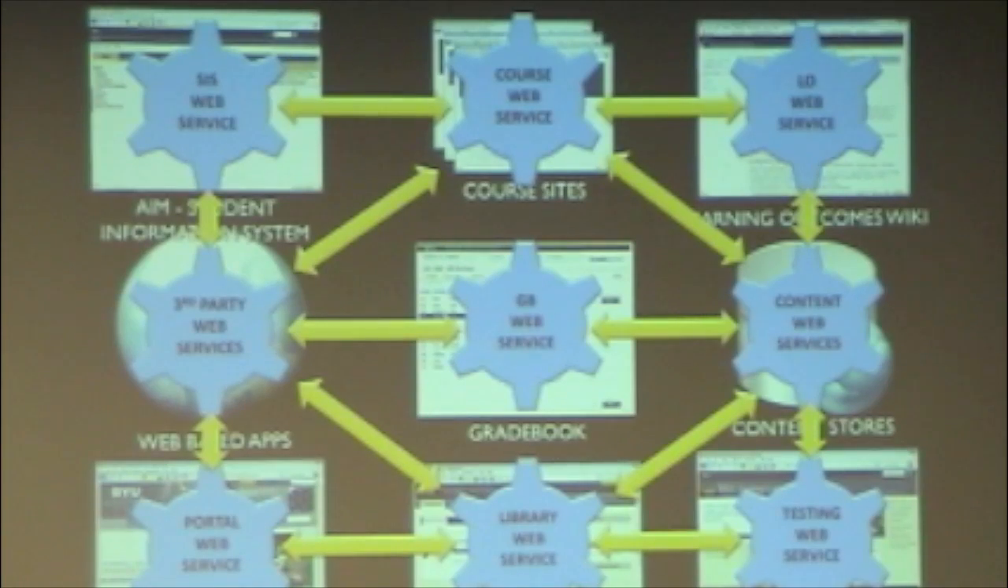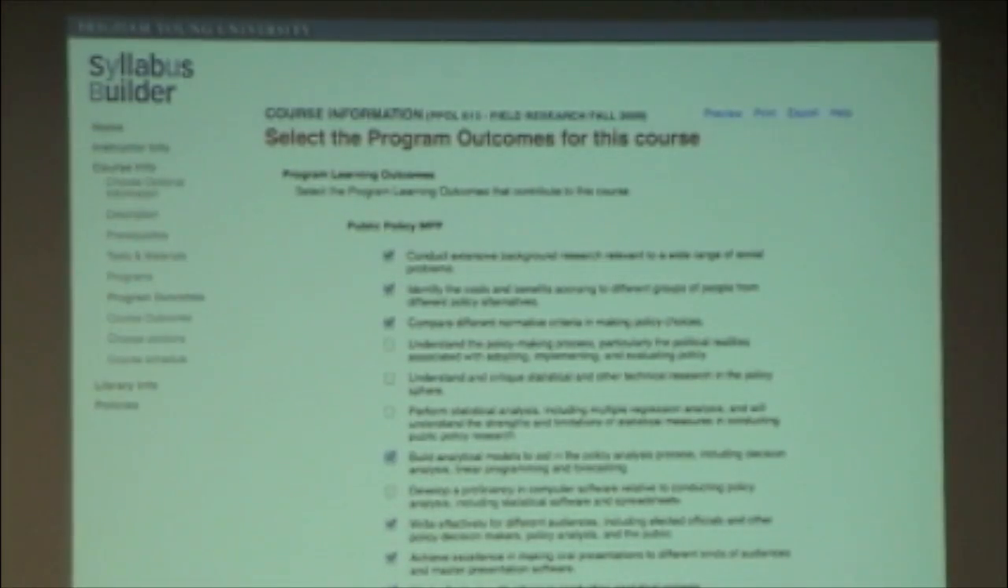So let me show you a real live example of this. I looked at this morning. We have a little tool that our Center for Teaching and Learning has built called the Syllabus Builder. And using web services, they've actually pulled in the program objectives from our Learning Outcomes Wiki, so I can put those right in my syllabus and tie them to the assignments that I create. And when they publish this syllabus, it will actually populate the gradebook we're building with the assignments that they built in their Syllabus Builder.